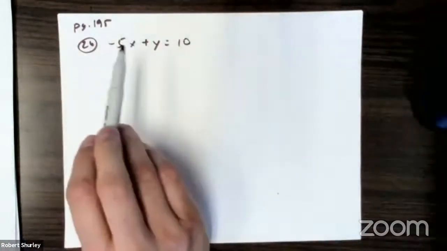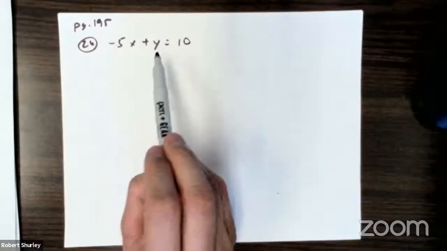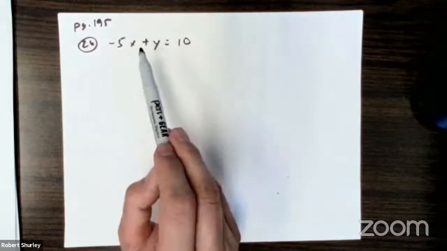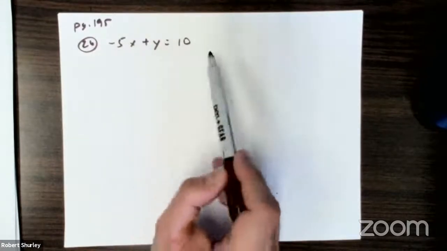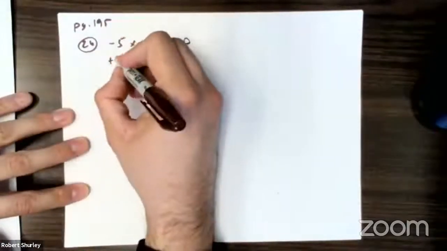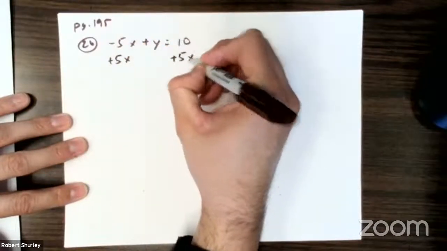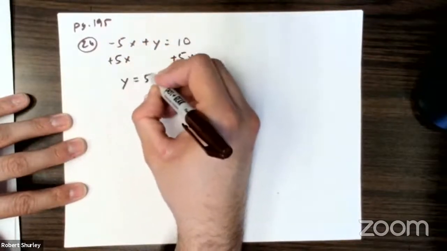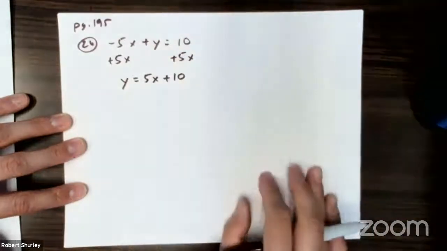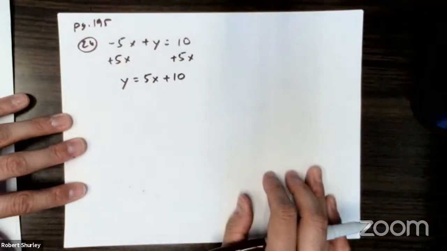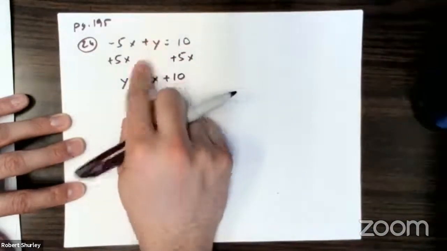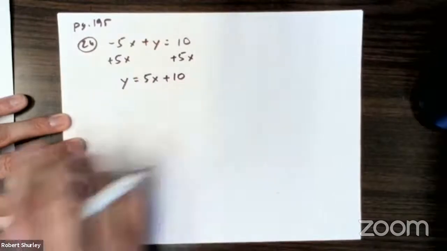Now remember, this is not in slope-intercept form. What would be nice is we can get it in slope-intercept form in one step. We just have to move the 5x over. So I'm going to add 5x to both sides. And I get y equals 5x plus 10, right? And now, boom, we got it. There's nothing in front of the y. So this is my slope-intercept form.